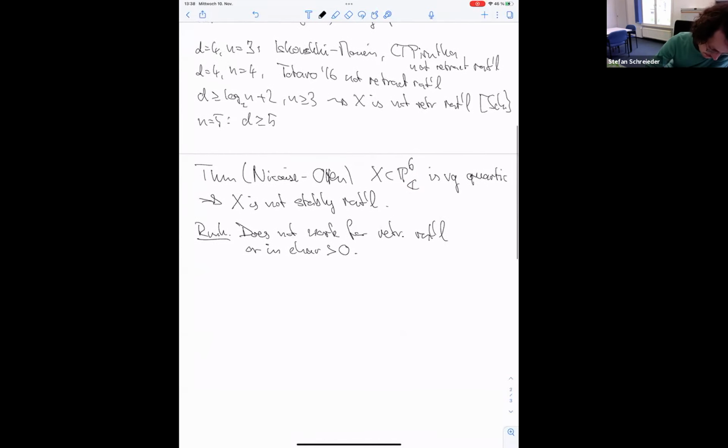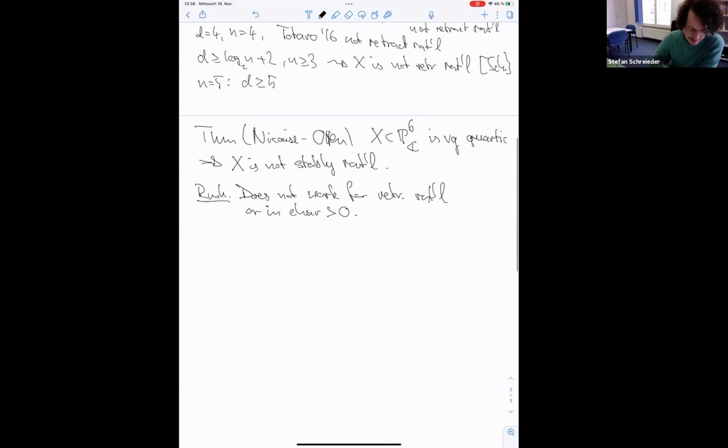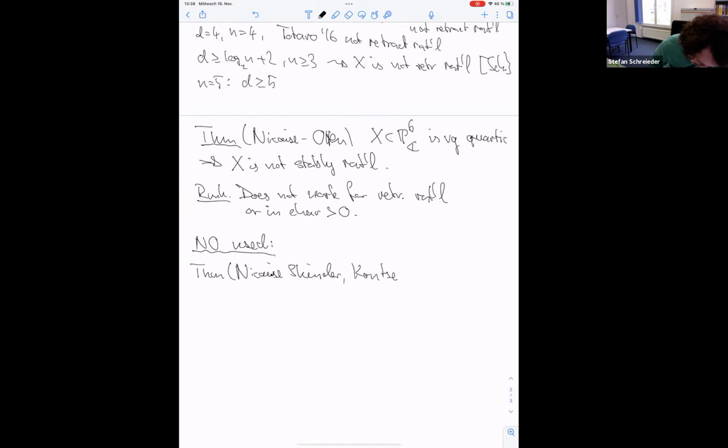Okay, so before I explain the answer that we found with Nebojsa, I want to recall how Nicaise and Ottem proved the theorem. I already mentioned that they are using an obstruction that is really sensitive to stable rationality and not retract rationality. And this is the motivic obstruction of Nicaise, Shinder, and Kontsevich-Tschinkel.